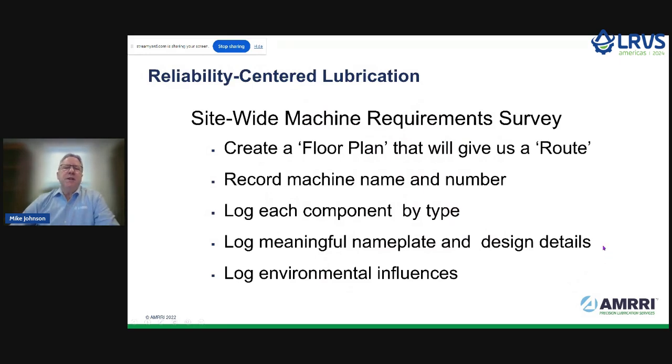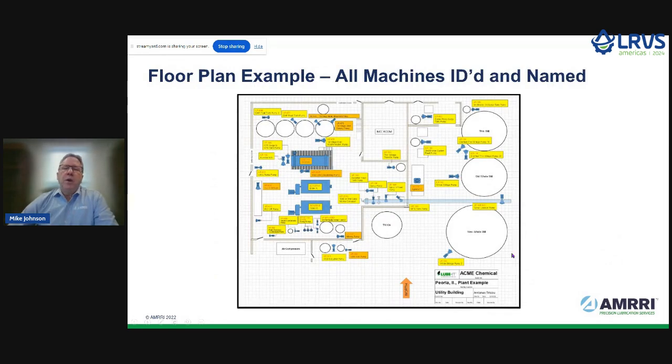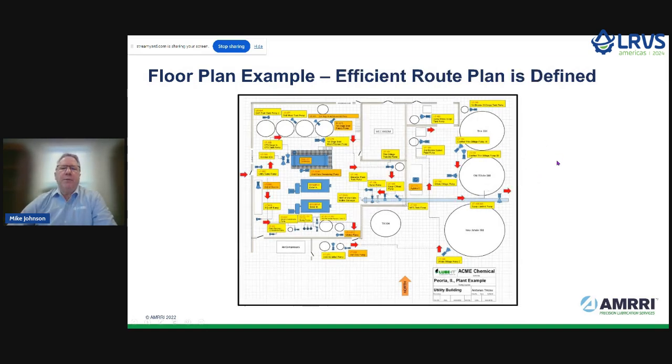So to get those details in the right shape, we're going to go about devising a plan that puts our weekly work activities into routes where each task is addressed. We're going to record machine name and number, log the types, any other meaningful design details and environmental influences. I will say you should build a map that shows where all of your assets are with respect to tanks and walls and motor control centers and what have you. This can be done easily enough in Excel. This is an Excel-generated graphic.